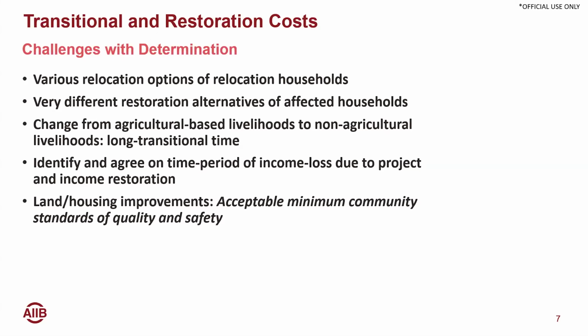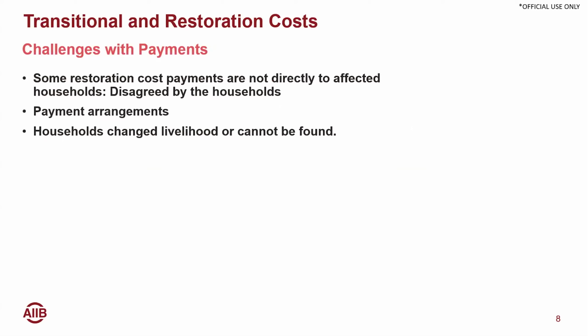These are also challenges. Okay, with the payment, some restoration cost payments are not made directly to the affected household. For example, some costs go to the local authority because we need the local authority to grant the certificate for the land use. So it goes to a third party, but the affected households don't agree. They request this cost to be paid to the household, for example. And payment arrangement.